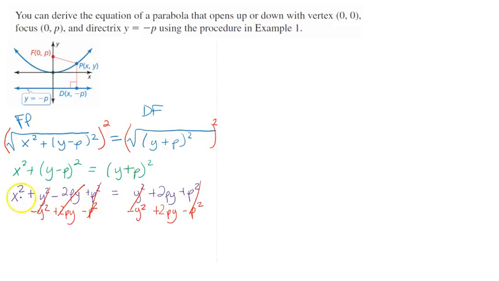So on the left side of our equation, the only thing we have left is x squared. And on the right side of our equation, we've got 2py plus 2py, that's 4py. And then if we want to think about this as the equation of a parabola, we'll divide both sides by 4p to get y by itself. And since 4p divided by 4p is 1, we get y equals 1 over 4p, so y equals 1 over 4p times x squared.